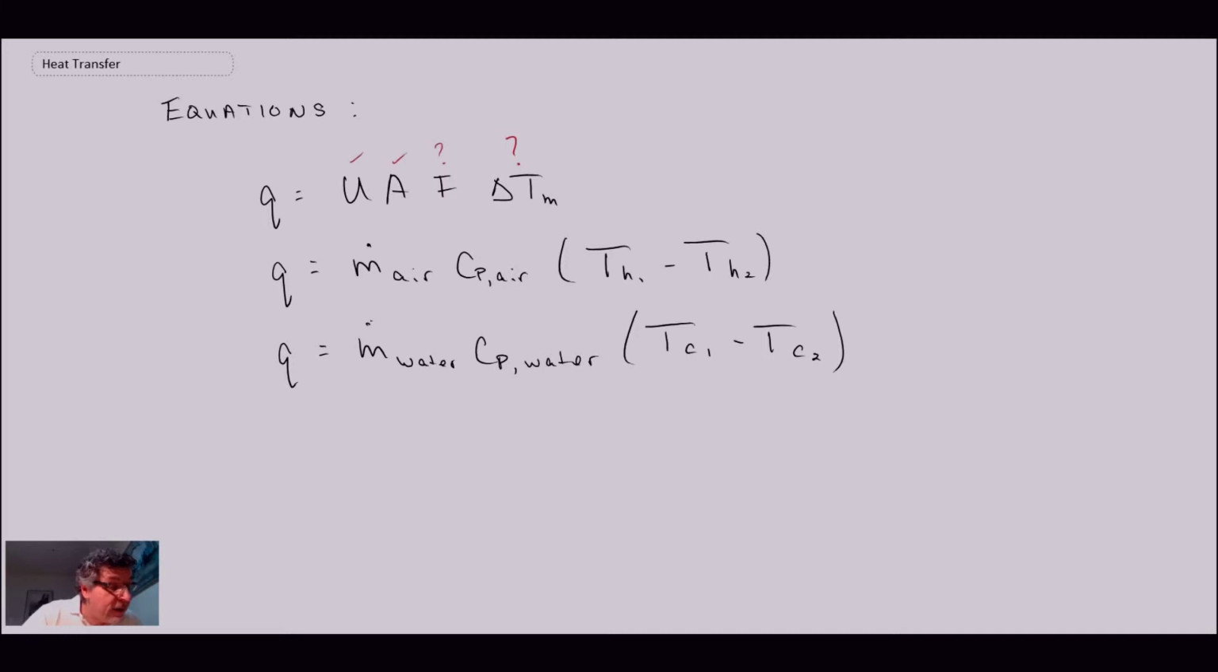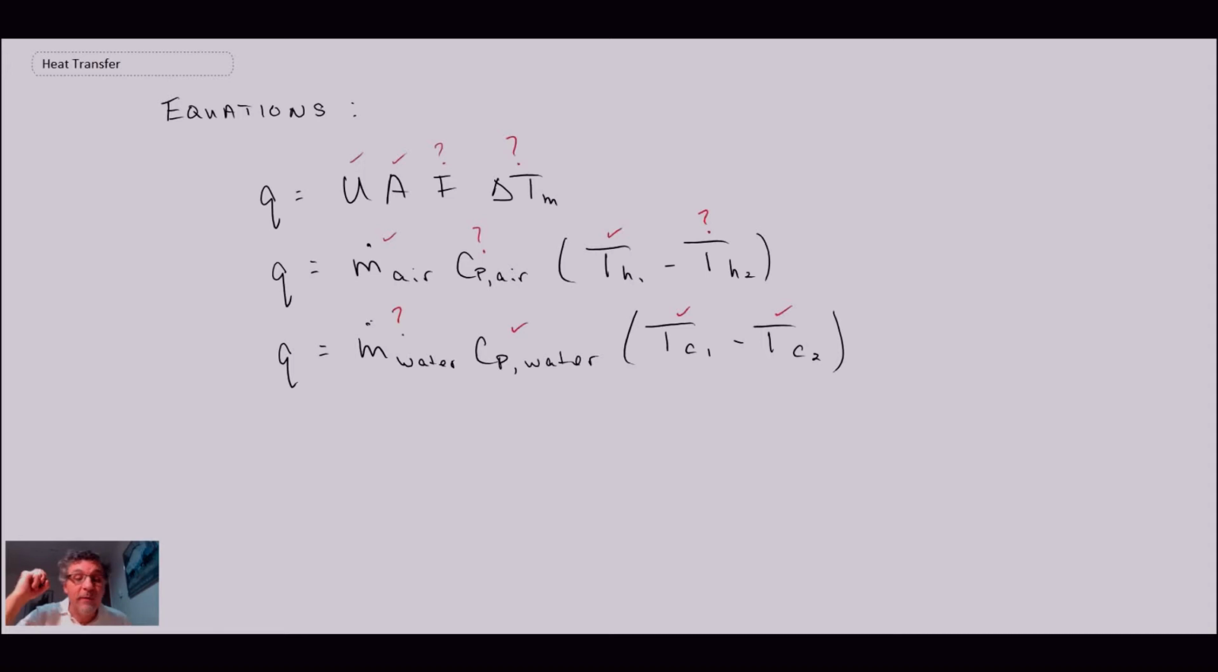Now, what else do we know? We know the mass flow rate of air. Now, with that, we cannot determine this because usually we have to get the average to get the value of Cp. And for the air, we know this, we don't know that. And then for the water fluid stream, we know both temperatures. That's good. We can get the average value of the specific heat, and we don't know the mass flow rate of the water. That's one of the things that we're after.